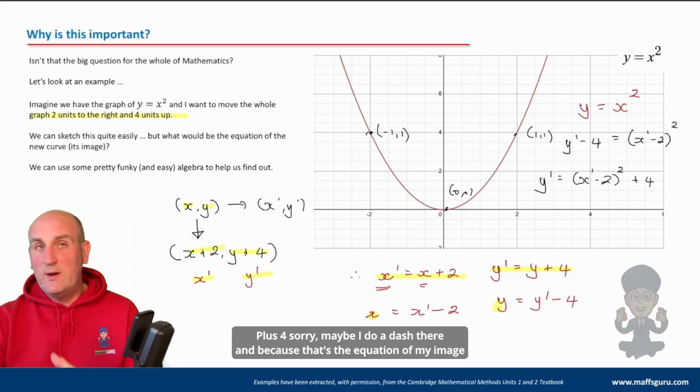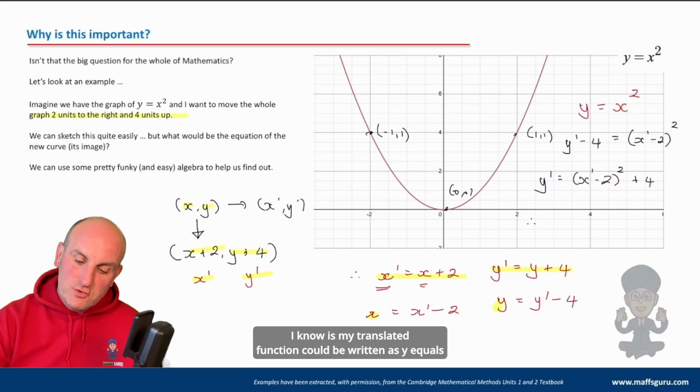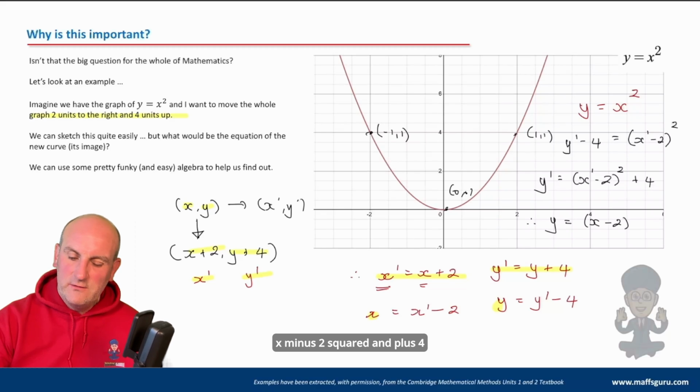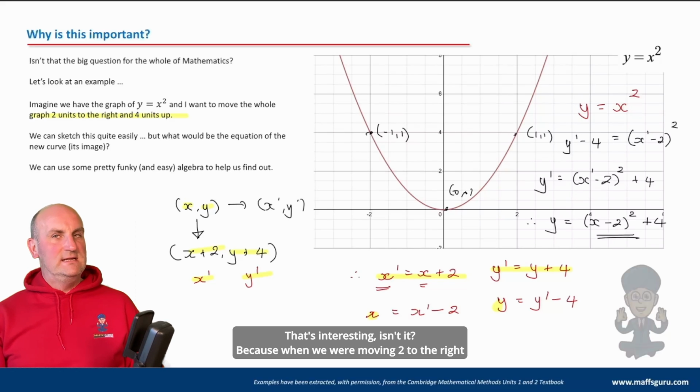And because that's the equation of my image, I don't need the dashes anymore, all right? Because now what I know is my translated function could be written as y equals (x minus 2) squared plus 4. Now, for those of you who are ahead of the game, that's interesting, isn't it?